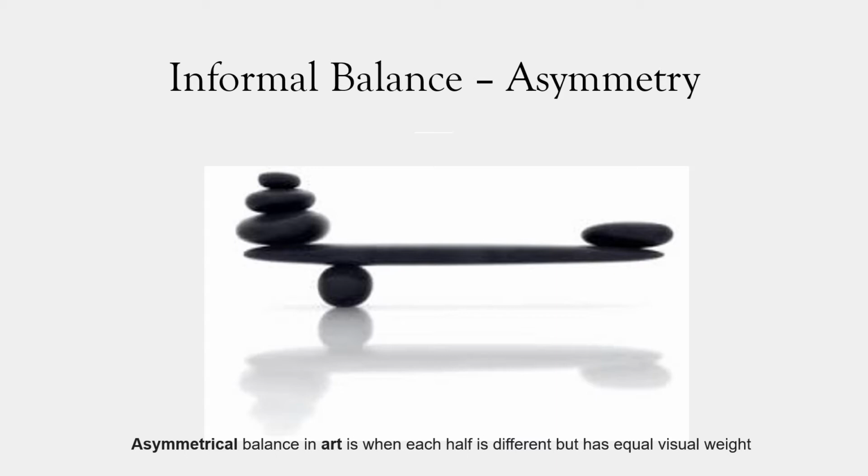When you look at the next one, it's called informal balance. It's asymmetry. So same as before, if I draw a line down the middle of this picture, if it does not have the exact same thing on both sides, then it is called asymmetry or informal balance. You still have something on this side and you still have something on that side. This side has more weight, a larger part of the picture, but it has a longer piece here. So it's balanced, it's not exactly the same balance on both sides.